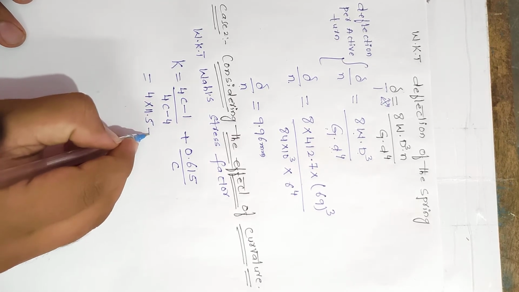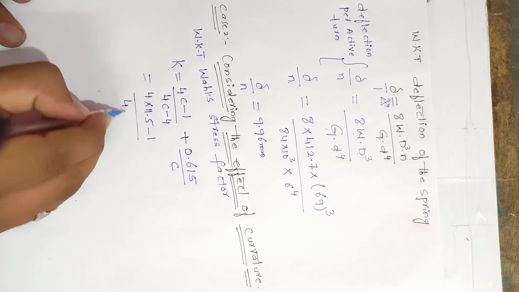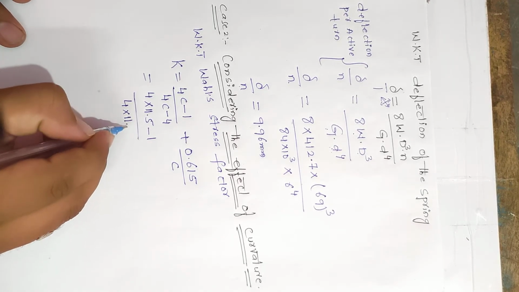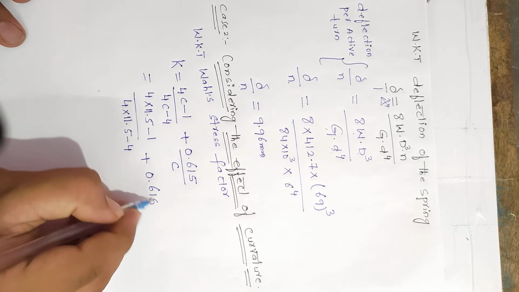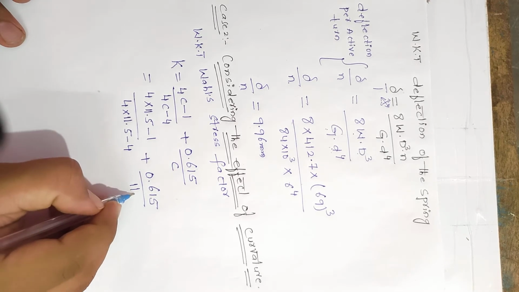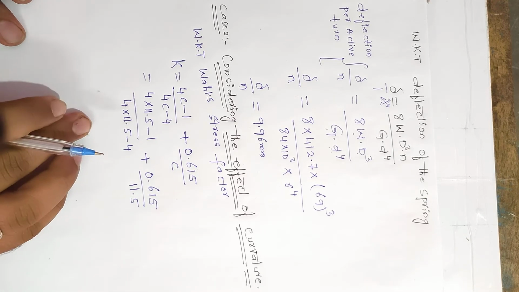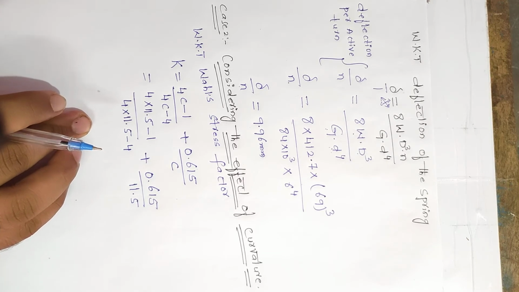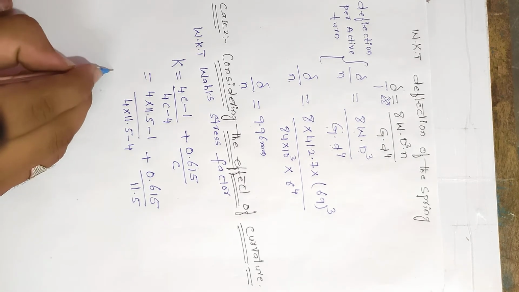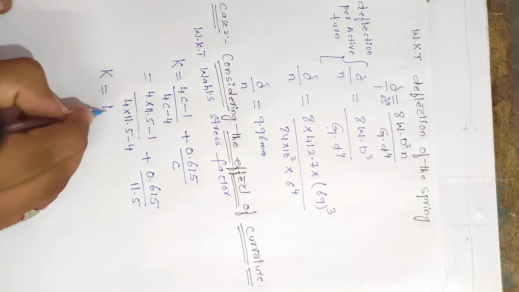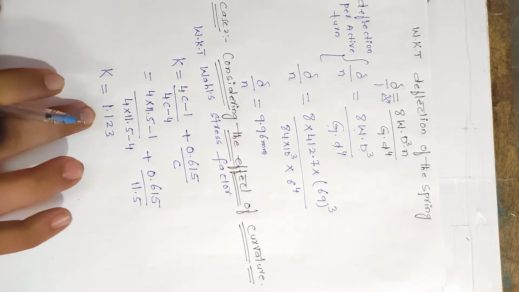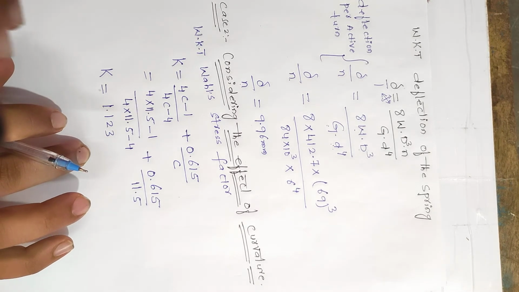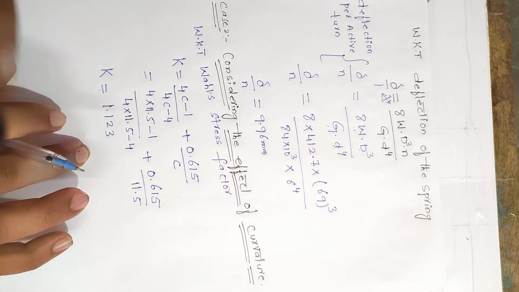11.5 minus 1 by 4 into 11.5 minus 4 plus 0.615 by 11.5. So if you calculate, then you will get the value of Wahl's stress factor, K equal to how much? 1.123 you will get. So after that, we need to find out the maximum shear stress induced in a wire.